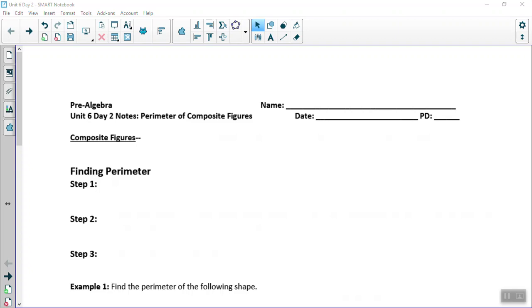Hi everyone, today we're going to be talking about the perimeter of composite figures. So let's start talking about what a composite figure is. A composite figure is an irregular shape that can be split up into regular shapes.